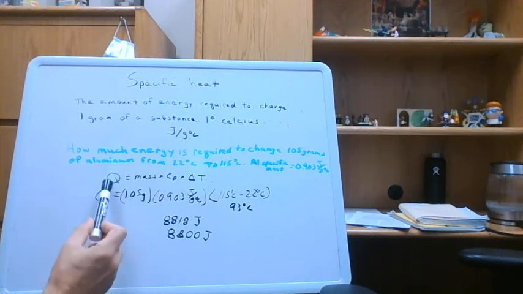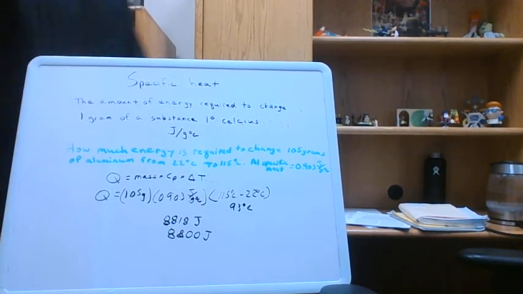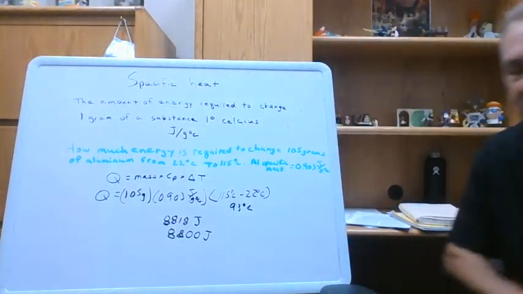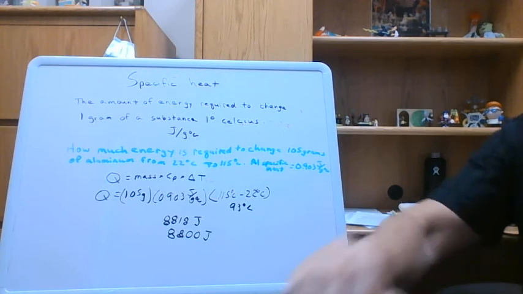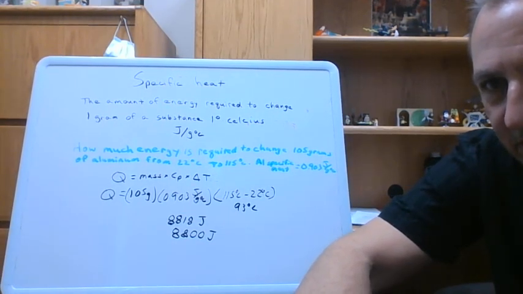So remember that the energy can be negative if the change in temperature is negative. So if the temperature is going down, then it's releasing heat. So it's exothermic. And if the temperature is going up, then it's absorbing heat. So it's endothermic.